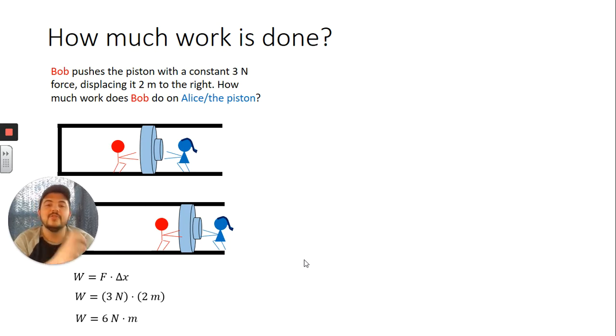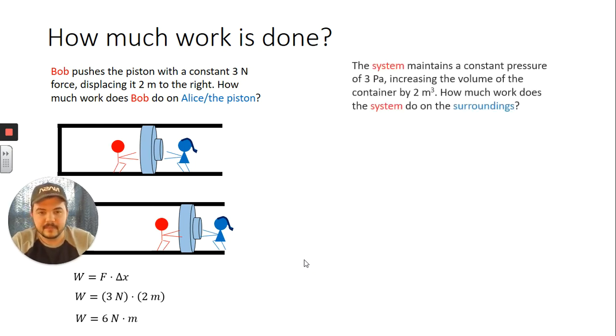Now, how does this translate to gases? Because the force that the gases do is sort of a complicated combination of all of the gas particles that collide against that wall. So let's look at this. The system maintains not a constant force anymore, but a constant pressure of 3 pascals, increasing the volume of the container by 2 cubic meters. These are very unrealistic numbers, but it does make our math easier as our first example. So how much work does the system do on the surroundings?